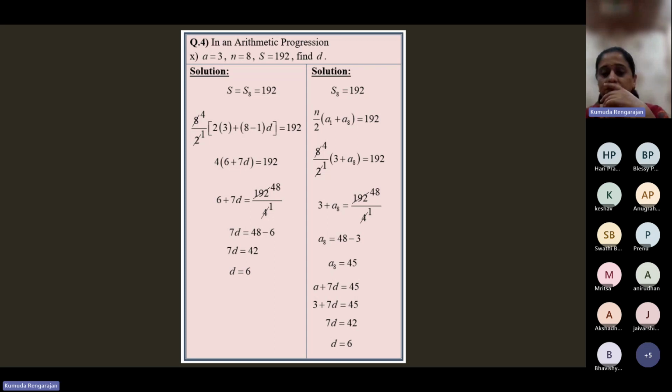All right, children? I've done it using both the formulae. N by 2 of 2a plus n minus 1 into d, and also n by 2 of the first term plus the last term.